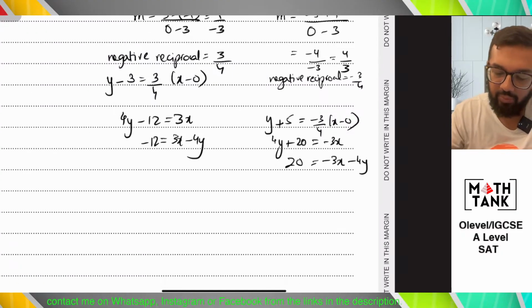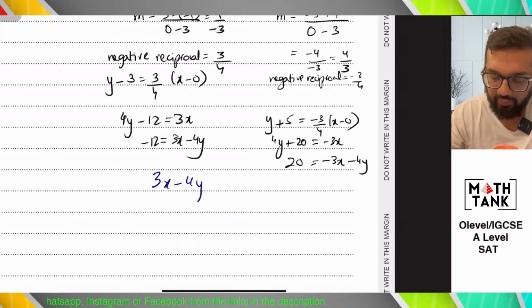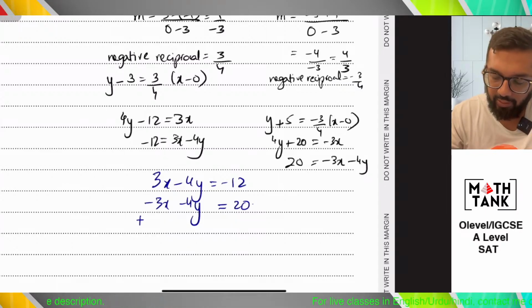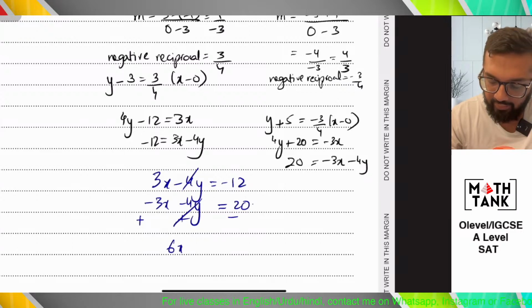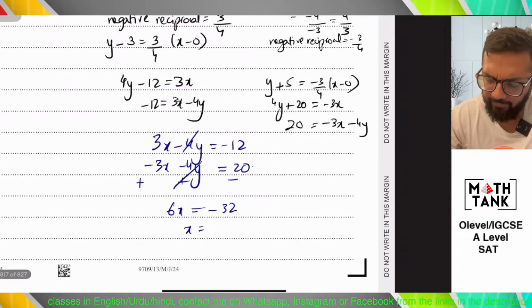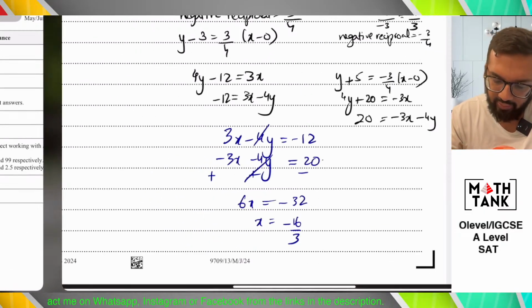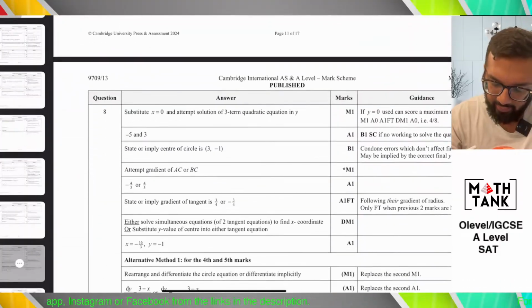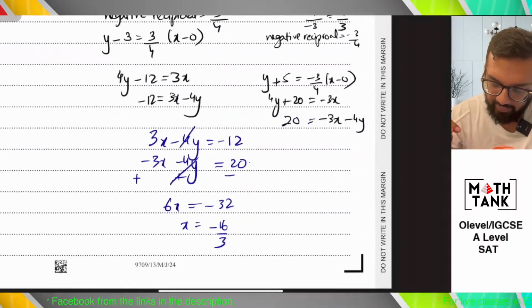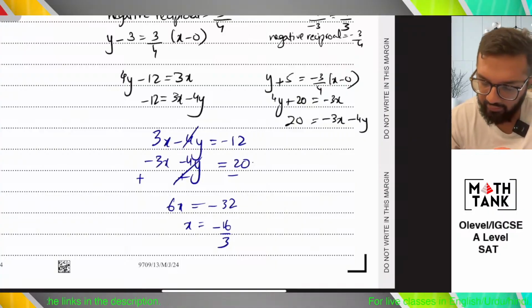Okay, so I have the simultaneous equations in front of me now. 3x minus 4y equals minus 12 and minus 3x minus 4y equals 3. Plus and minus, 6x equals minus 32, x equals minus 16 over 3. Let's just check if that's the correct answer so that I don't make any more silly mistakes. Yes, minus 16 over 3 is the right answer.